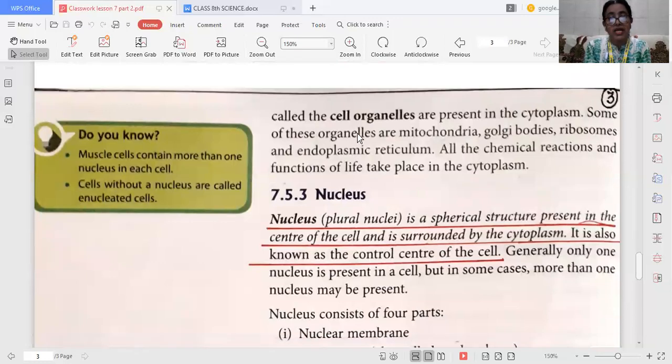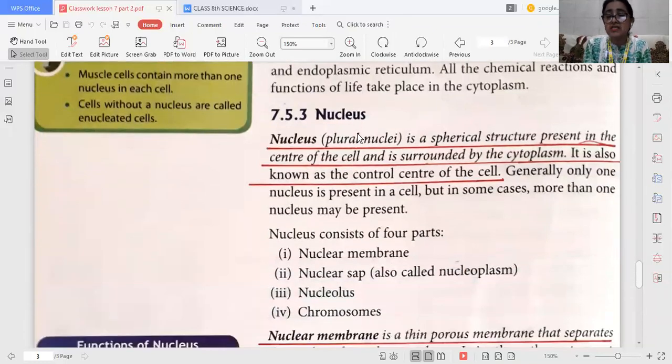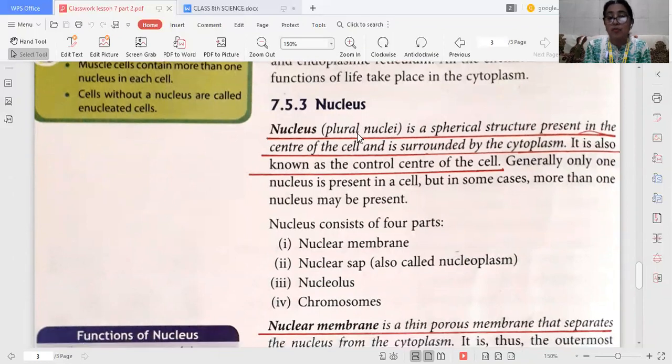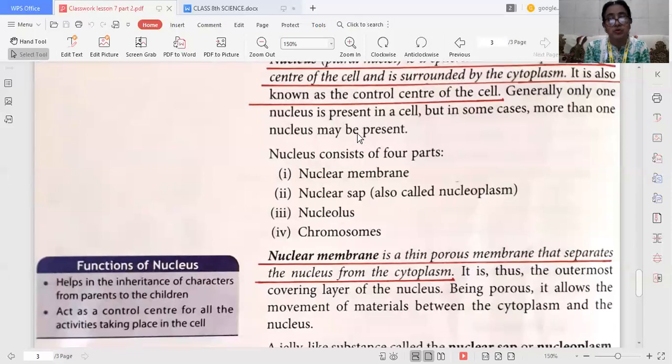The third main component is the nucleus. What is the nucleus? It is the control center of the cell, a spherical structure which is present in the center of the cell and is surrounded by cytoplasm. The nucleus also consists of four parts. Number one is the nuclear membrane. Second is the nuclear sap, which is known as nucleoplasm, and then the nucleolus. And the fourth one is chromosomes.